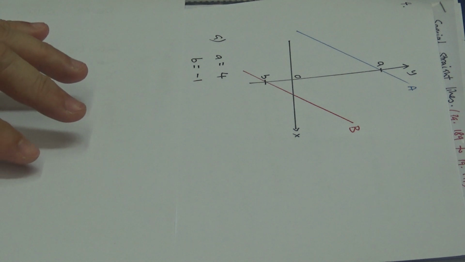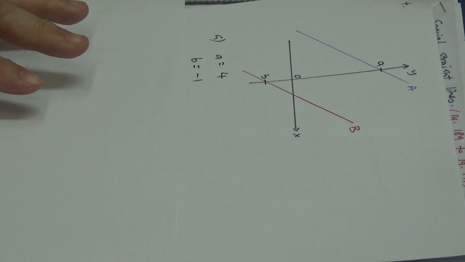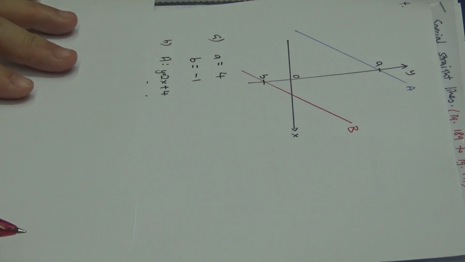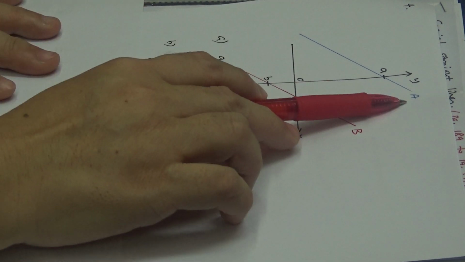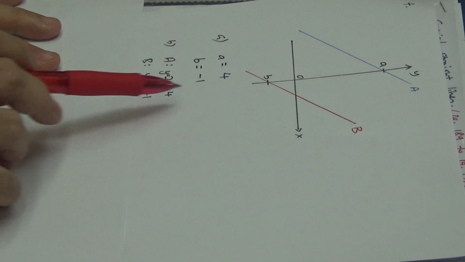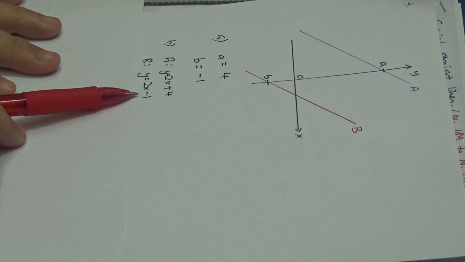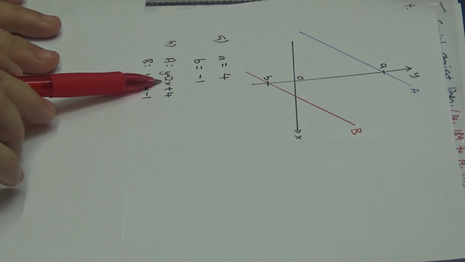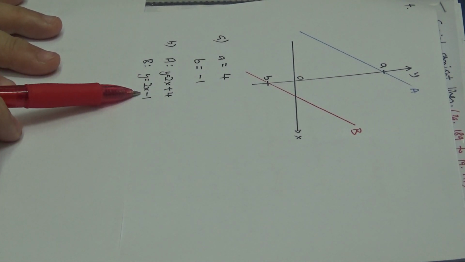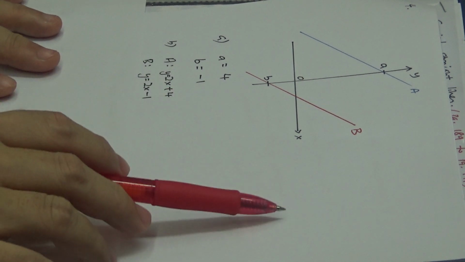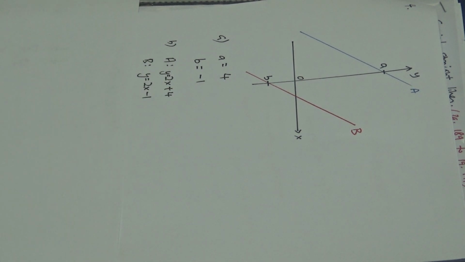Now, part B, they say match the equations. Now, you will see that line A is actually 2x plus 4 and line B will be 2x minus 1 because this one cuts at negative 1 and this one cuts at 4. Okay, so it will follow that the answer will be this.